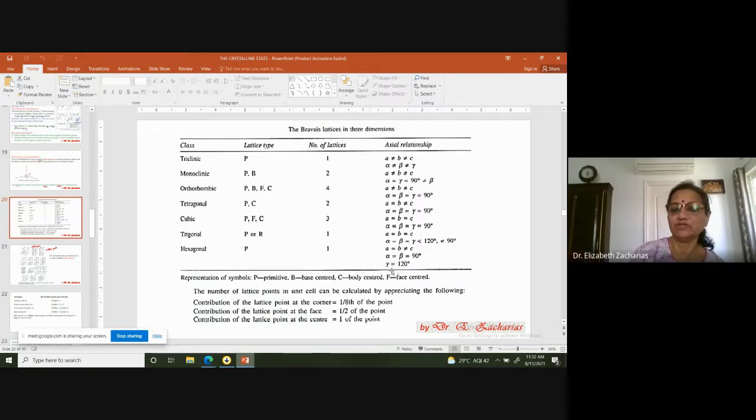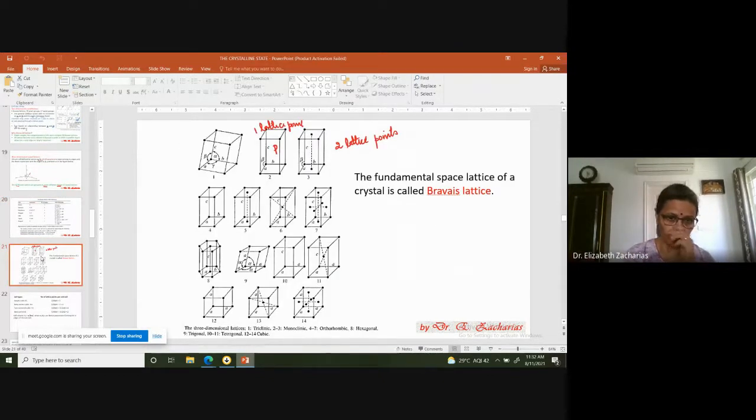This table, each of you should know. These classifications are done based on the axial relationship, meaning a, b, c, their lengths and their angles. These figures you will also have to know for the examination.